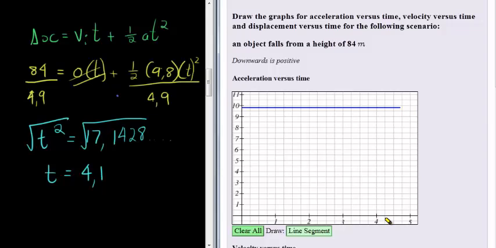What do we have here? 4.1234. That means that's 2.5, 5, 7.5, 10, so it's going to be more or less there. So roughly, this is a straight line. There we go. I'm happy with that.